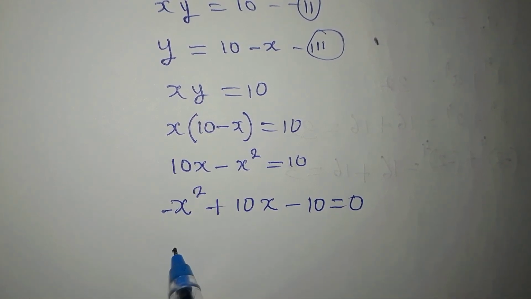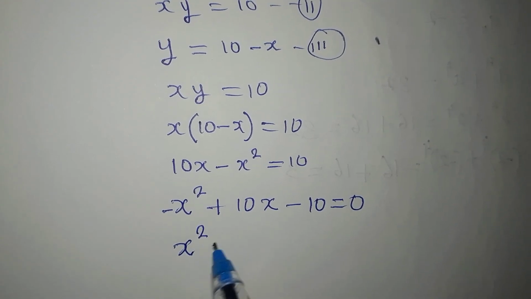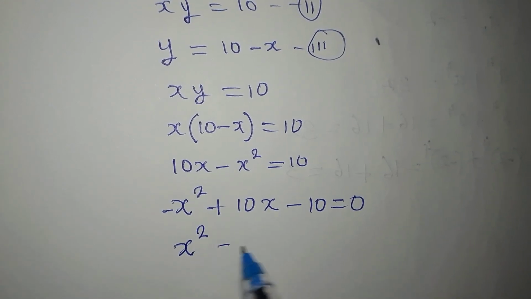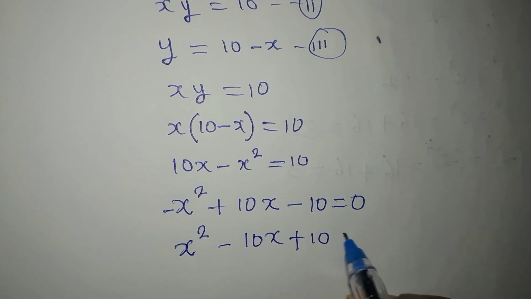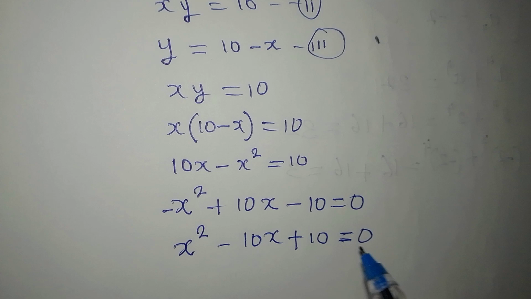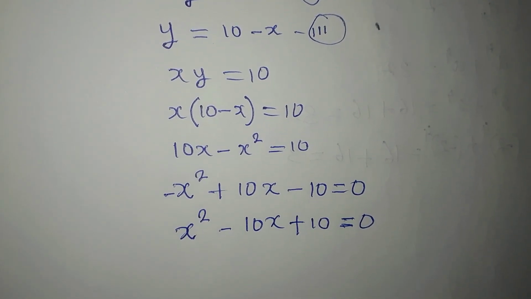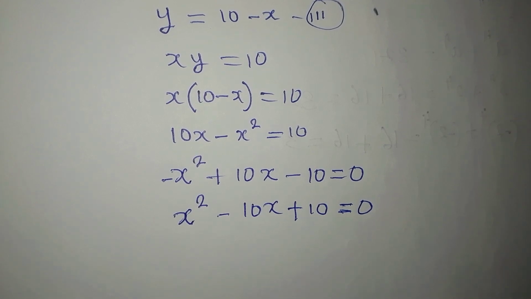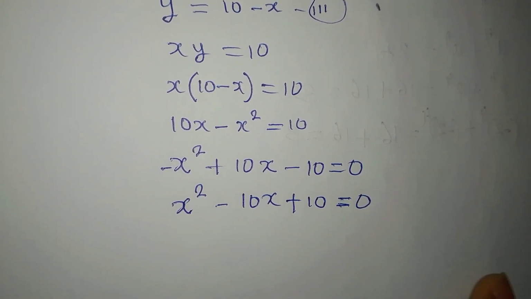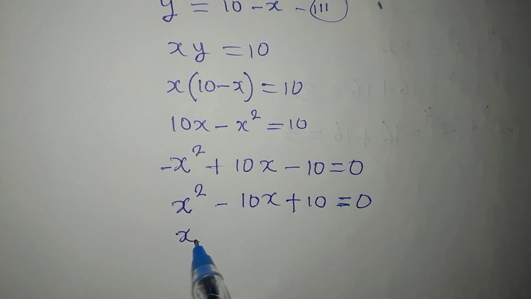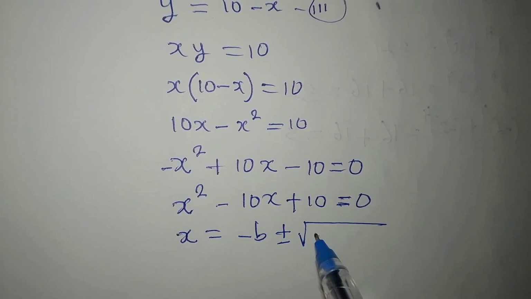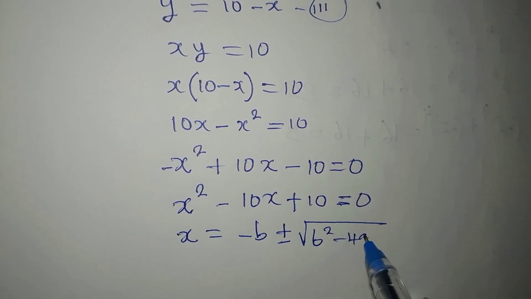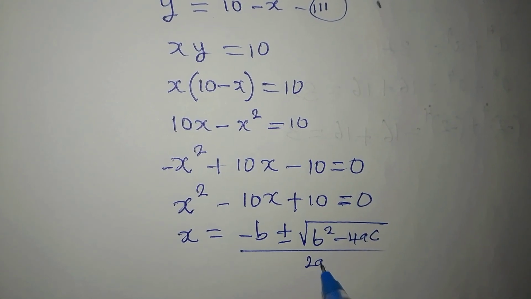Now remove the negative by multiplying everything by negative 1. That gives us positive x squared, negative 10x, and here we have positive 10, and then we have 0. There's nothing like positive 0 or negative 0. This is now a quadratic equation, and we will solve this using the formula. Our x is minus b plus or minus square root of b squared minus 4ac, over 2a.